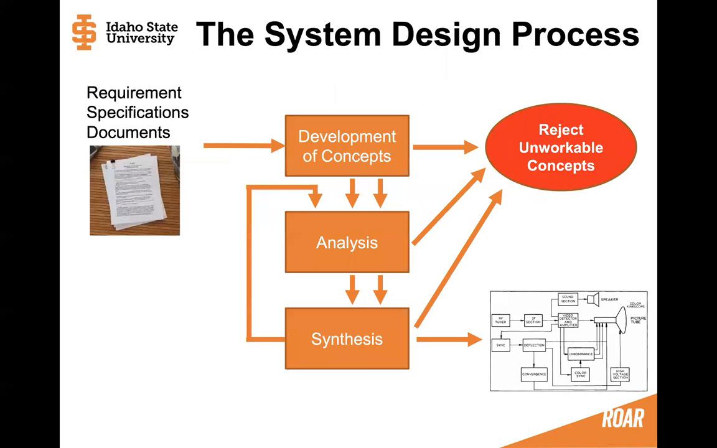So going back to the system design process, what we just looked at were some requirement specifications, some numbers that we came up with saying what needs to be done. So we know what we want to do, we know the level of accuracy, and we know what we want to display, but we haven't figured out yet how we're going to do it. So we need to develop some concepts. We need to analyze those concepts. We'll synthesize the solution, and we'll refine as necessary, all along the way rejecting any unworkable concepts so that we can, in the end, arrive at a good block diagram that describes a system that meets these requirement specifications.